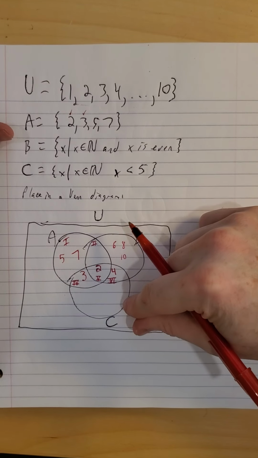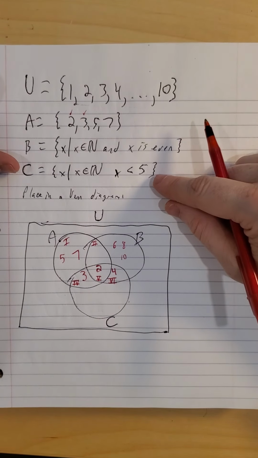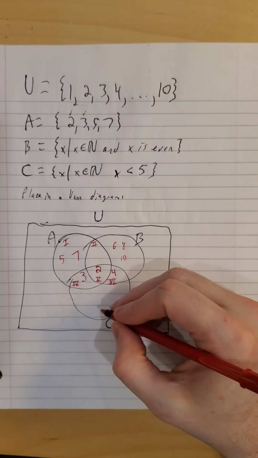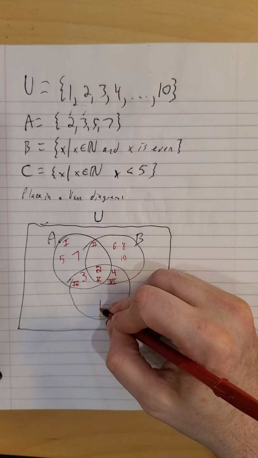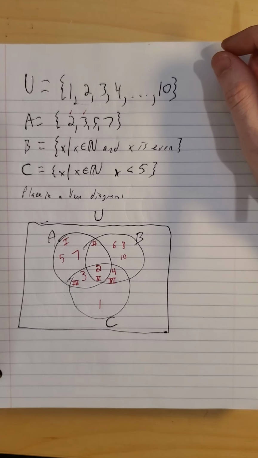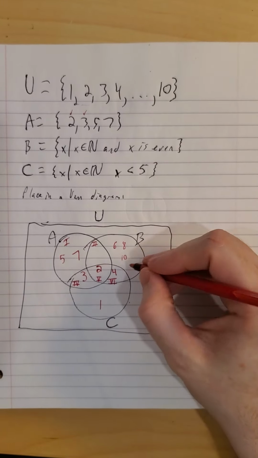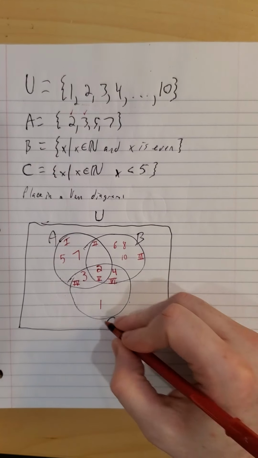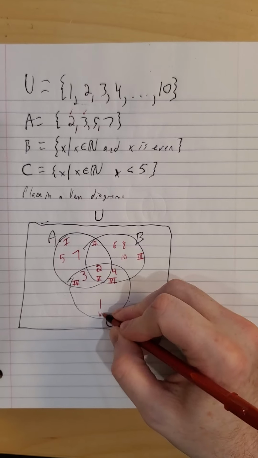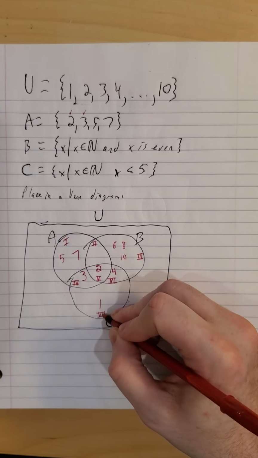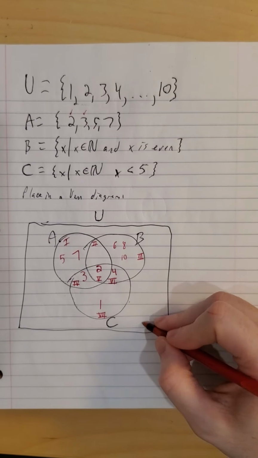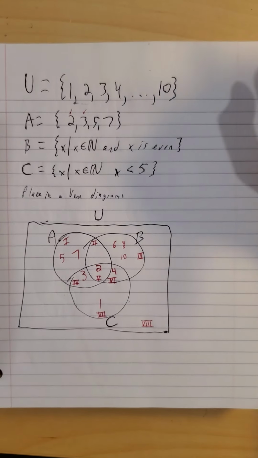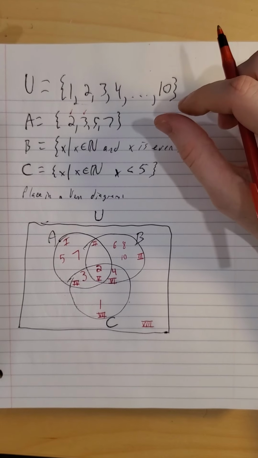So C only, less than 5. We already have 2, 3, and 4, but we haven't listed our friend the 1 yet. So here is region 3 for the B only crowd, and region 7, the C only crowd. And then region 8, any number in our universal set that we haven't yet put down.